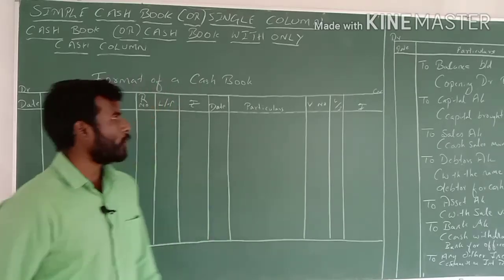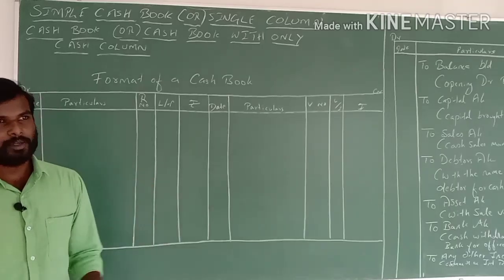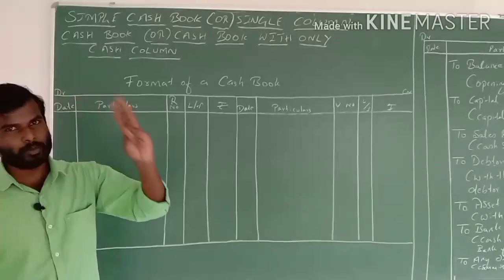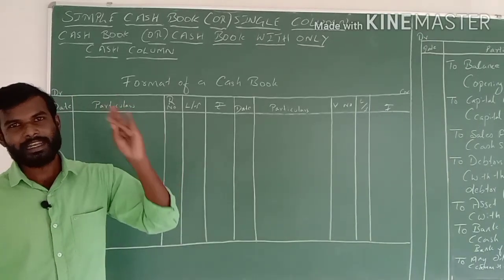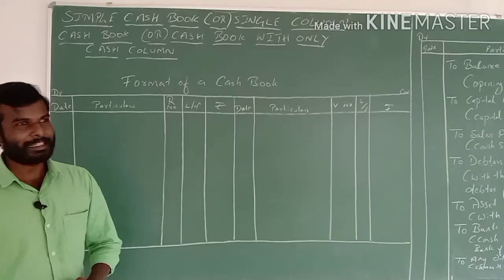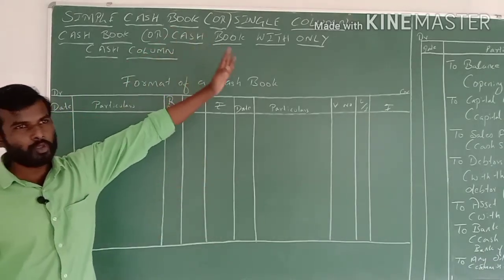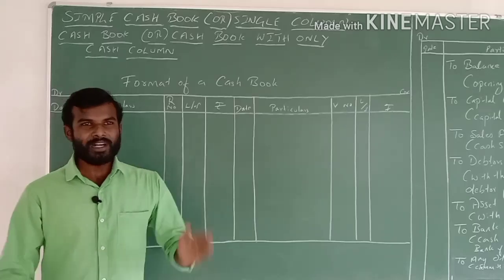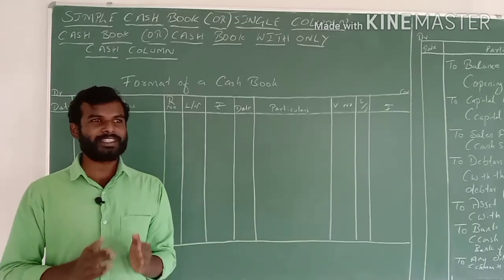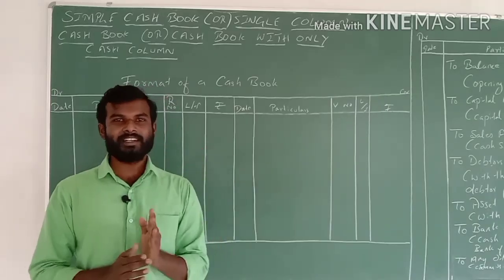So today we are going to discuss the first cash book under the subsidiary books. Under the cash book we have three types: simple, double column, and petty cash book. The first type is the simple cash book, or single column cash book, or cash book with only one column. What does simple cash book or single column cash book mean? It contains only one cash column.